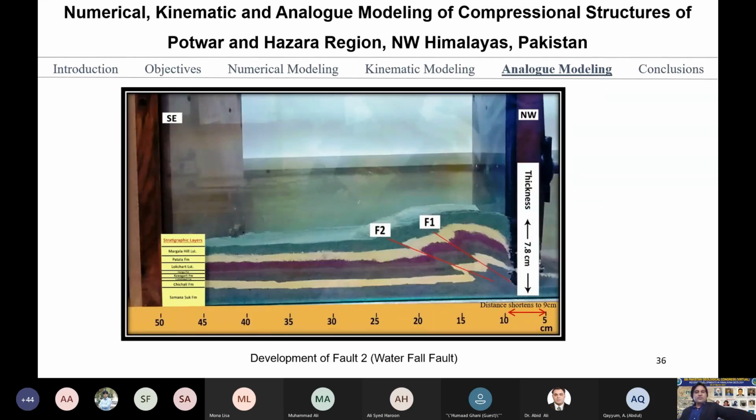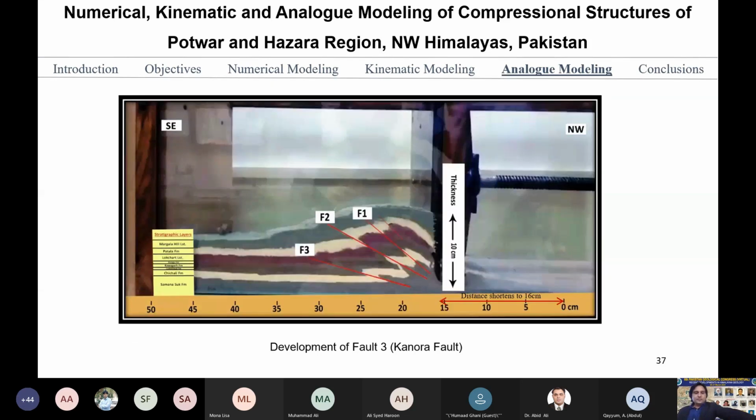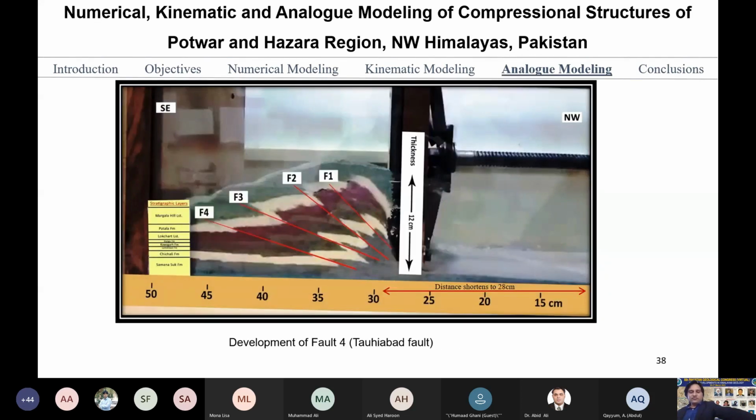In the next step, we applied the force further from northwest to southeast, and we observed another fault which developed at almost the same angle. And the thickness of the sediments can be observed from this side. In the next one, further towards south and southeast, other faults have been generated. We named these faults on the basis of the literature, and this one I named the F3 fault, and then finally F4.